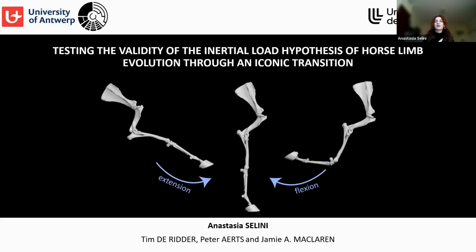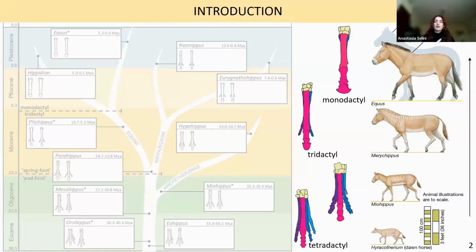So, to start with a small introduction, the evolution of horses, and especially of the distal limb, has been used as the textbook example of evolution, of adaptive evolution. And they go from tetradactyl equids with 4 toes to tridactyl ones with 3 toes, with a decrease in the side digit length, and lastly to monodactyl equids with 1 toe.